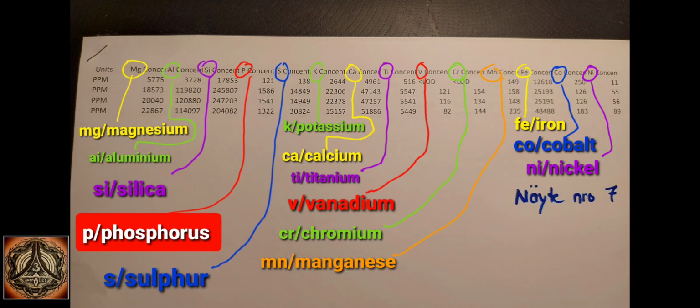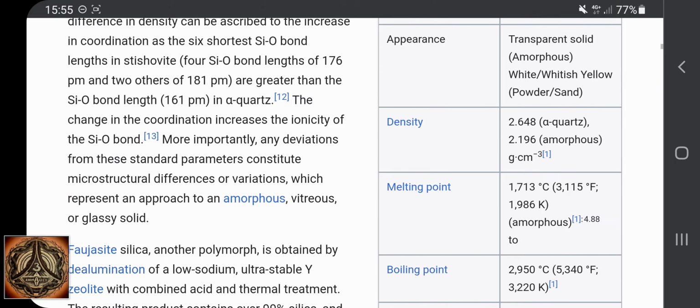And then we have silica. Silicon dioxide. And they tell us that the melting point is 1713 degrees Celsius. Boiling point, almost 3000 degrees Celsius.